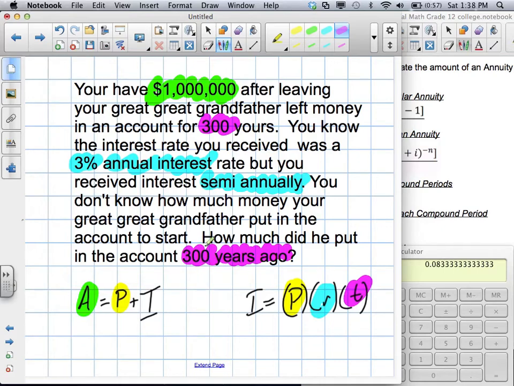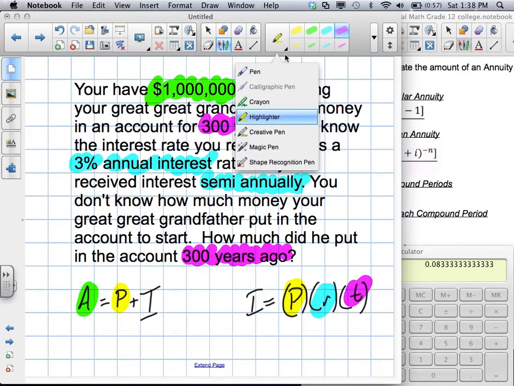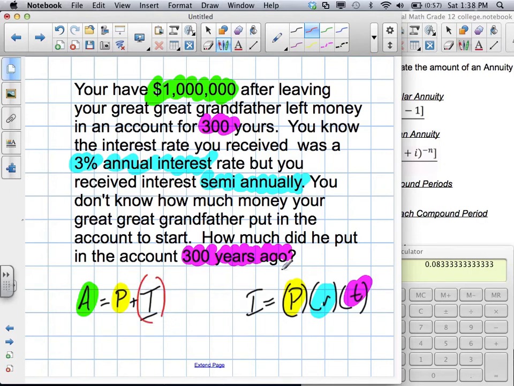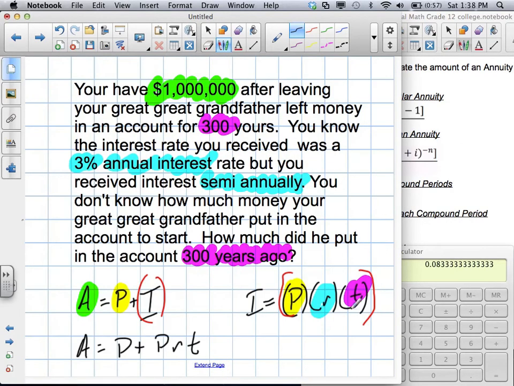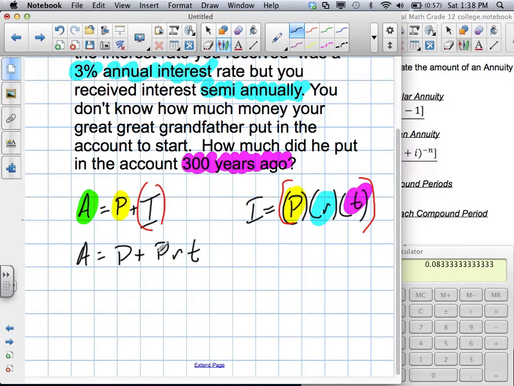Again, because we know that I is equal to PRT, we're going to replace I with PRT. A is equal to P plus PRT. Now the problem is I'm looking for principal, but I have two variables of principal. There's a P and then there's a P here. When we were doing quadratics, that's the whole reason we would do factoring, because we'd have an x squared and an x. We couldn't combine them.